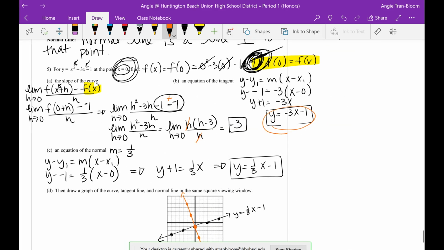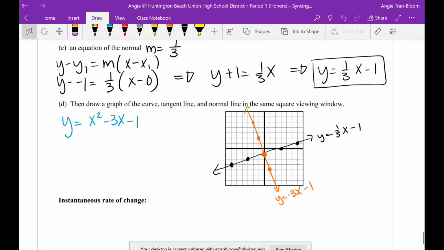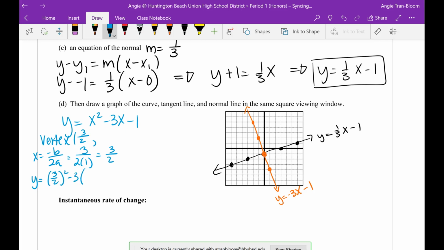The curve is y equals x squared minus 3x minus 1. I'm going to find the vertex, that way it's easier. So for the vertex, x equals negative b all over 2a. Negative b is now 3, 2 times 1, so that's going to be 1.5, or 3 over 2 is fine. So the x-coordinate of the vertex is 1.5, or 3 over 2. Let's plug that back in to get y: y equals 3 over 2 squared minus 3 times 3 over 2 minus 1.